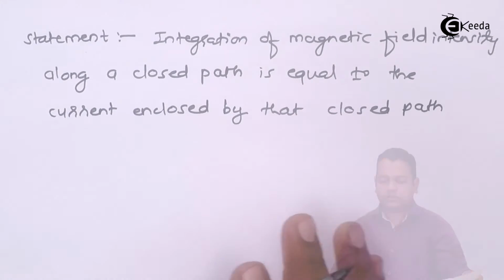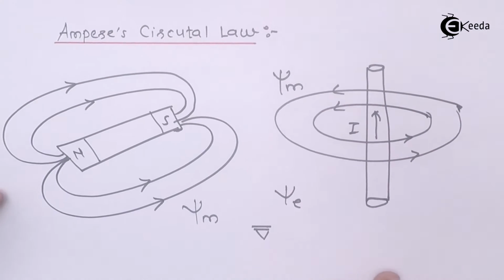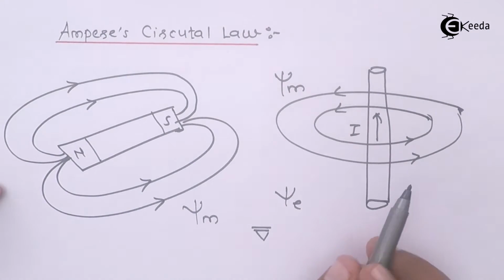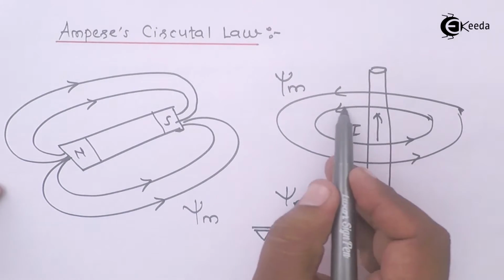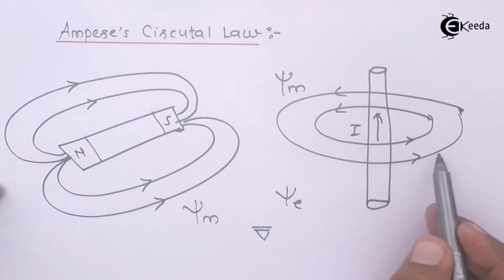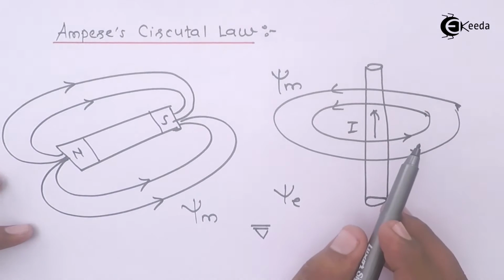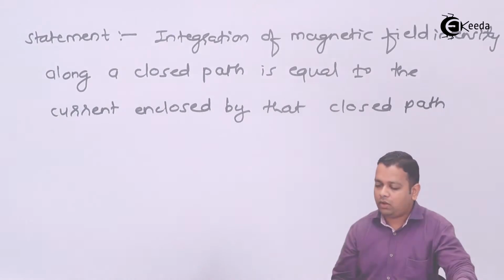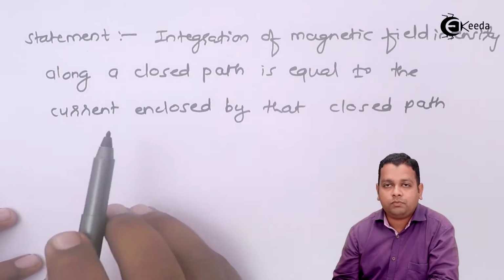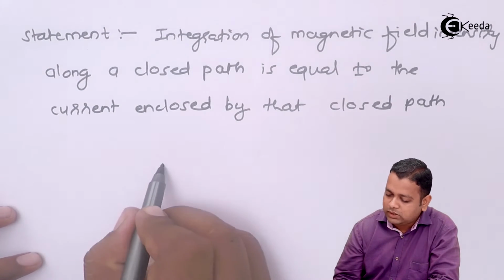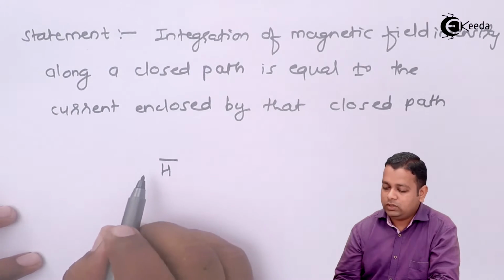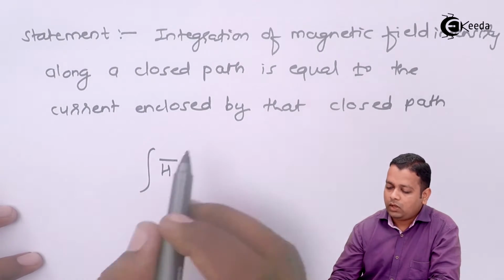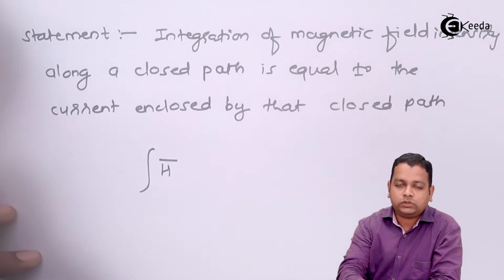The closed path is more specifically seen in the example, that is a current carrying conductor in one direction. So this is a loop. This forms a closed path, you can say. So here, according to the Ampere circuital law, the integration of magnetic field intensity, which we represent by H bar, along a closed path. So closed path it is.